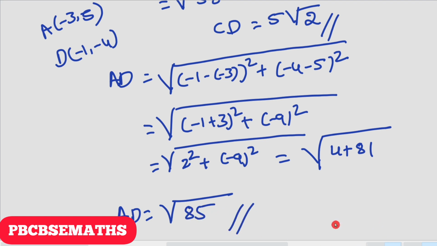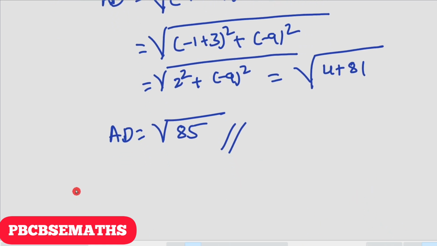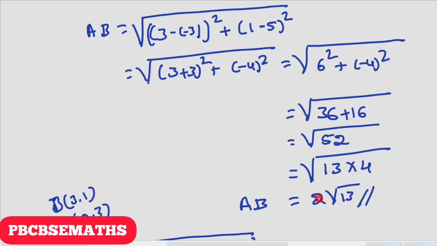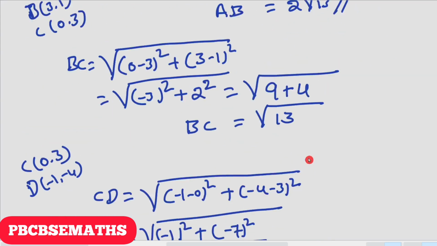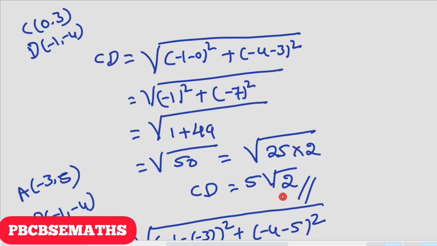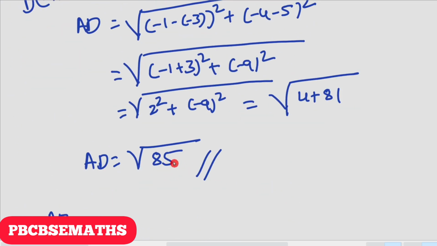So if we observe the values of all these four line segments of that quadrilateral, AD is square root of 85. Then let's write AB. The value of AB is 2 root 13. BC is root 13. CD is 5 root 2. At last the value of AD is root 85.